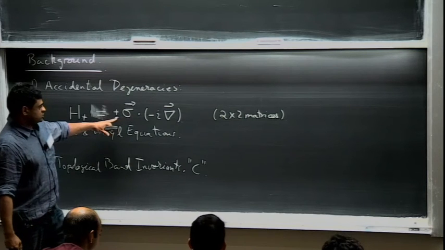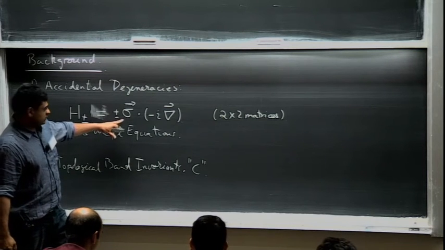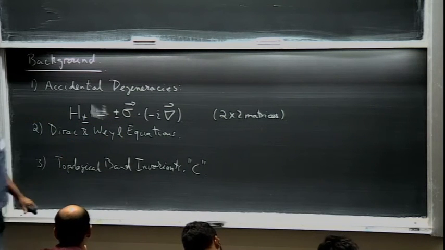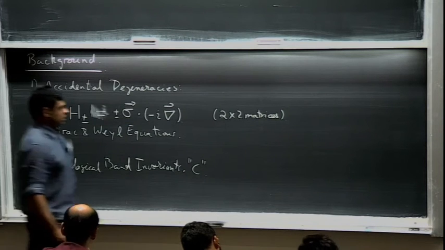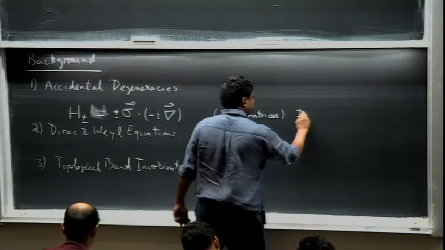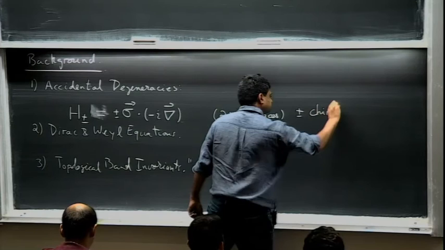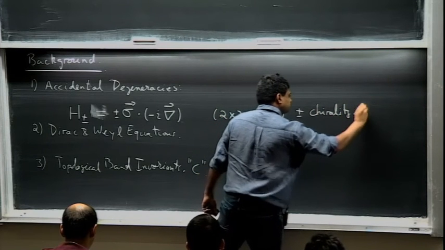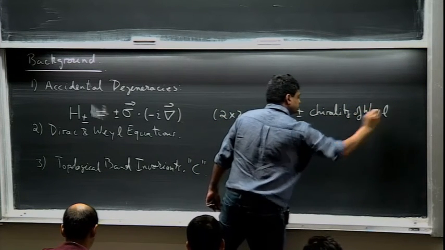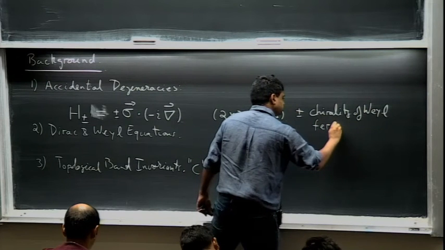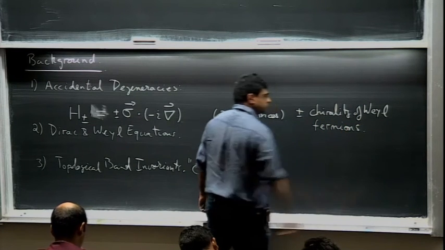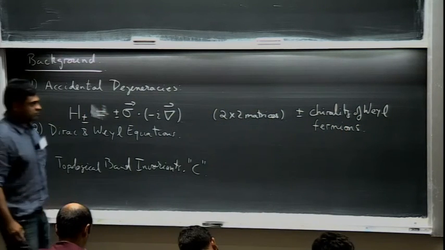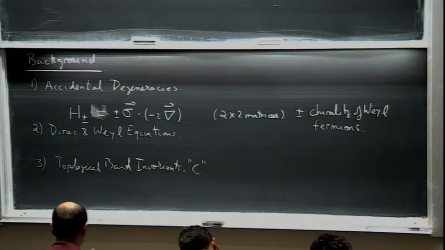But I need to specify whether this tau z is plus or minus one. And I get two kinds of Weyl fermions. And this is just the chirality of the Weyl fermions. Okay, we'll talk more about that later.